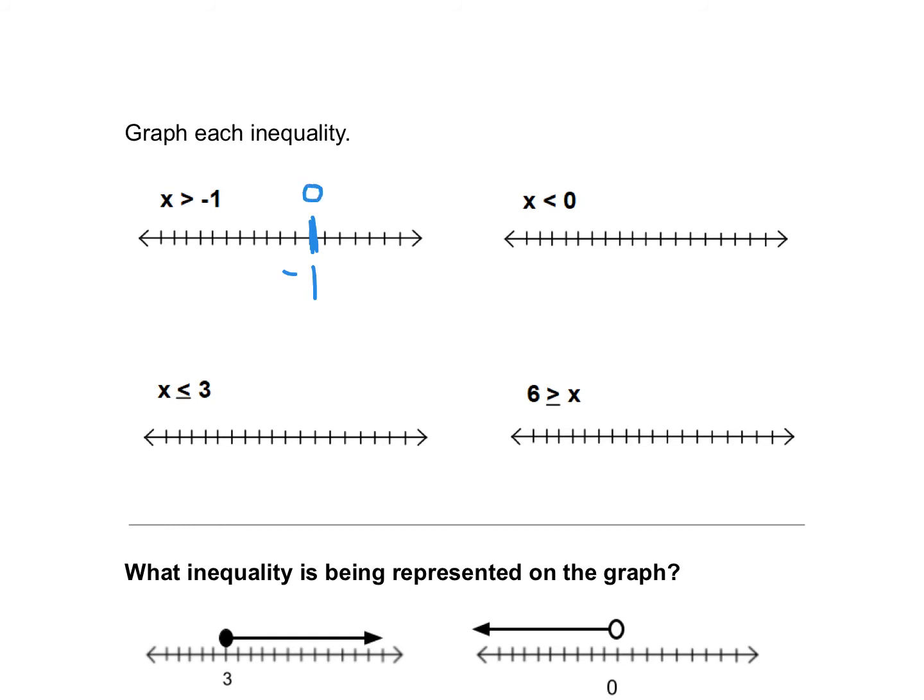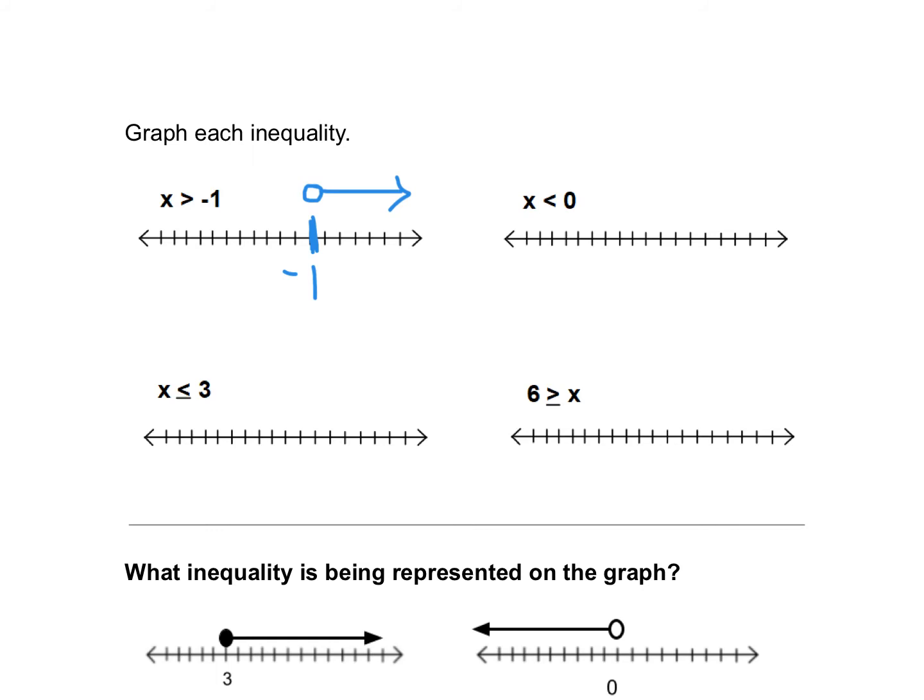So we have an open circle, and our arrow will go to the right. Okay, numbers greater than -1 go to the right. So that means if I had 0, 0 is greater than -1. Or if we picked a number like 5, 5 is greater than -1. Okay, anything to the right. And our circle is open because -1 is not a solution.